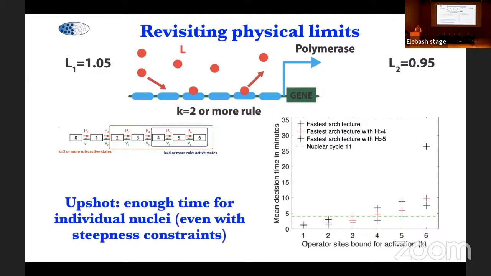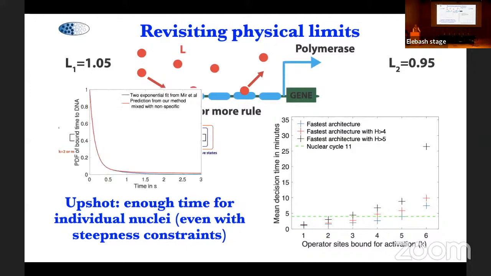And this is the plot of the time that it takes for such a promoter, which I'm going to explain in a second how this is calculated. And you can see that for k equal 1, 2, or even 3, you can actually go below these 3 minutes, and it's not a problem to get below this limit of 3 minutes.